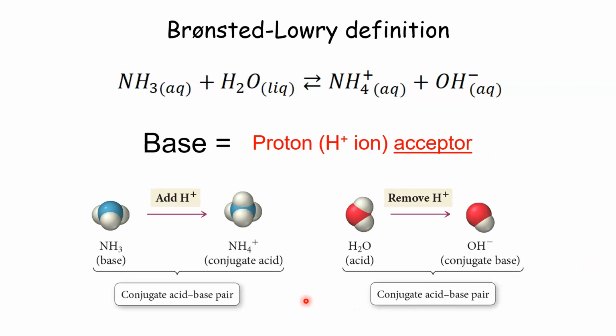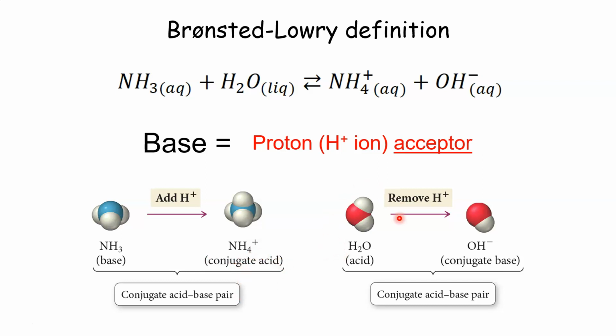So I'm going to give you some more vocabulary that becomes really important when we're talking about the Bronsted-Lowry definition of acids and bases. So when you have something like ammonia, you have the base, NH3, and then you add a proton to it, and now you have this NH4+. It was the acceptor, the base accepted the proton. And so now we have what's called the conjugate acid. And so this is a conjugate acid-base pair. So the only difference between the two compounds in a conjugate acid-base pair is a proton.